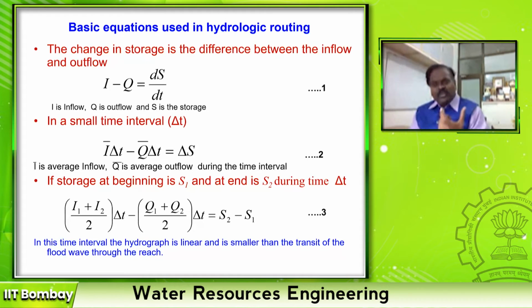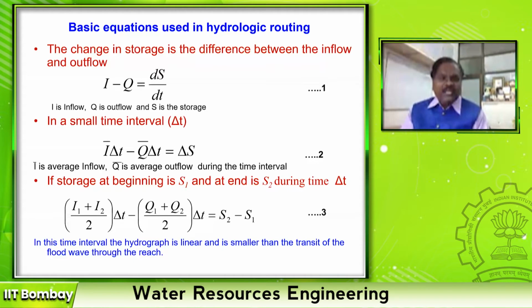If I consider a small time period, delta T, then find out what is the initial inflow, I1, and final inflow into the reservoir, I2. Average will give you my average inflow. Similarly, outflow at the starting of the time and outflow at the end of the time, delta T, will give me the average outflow.